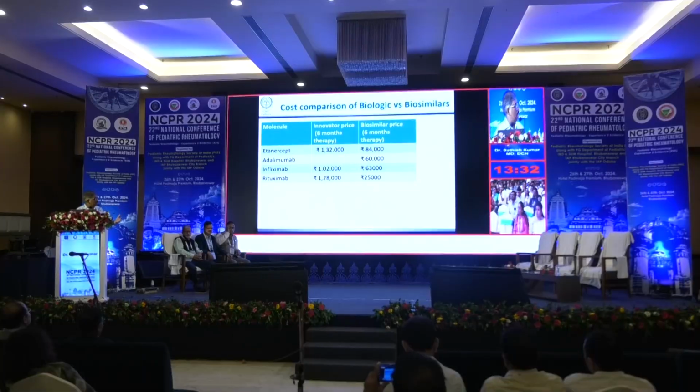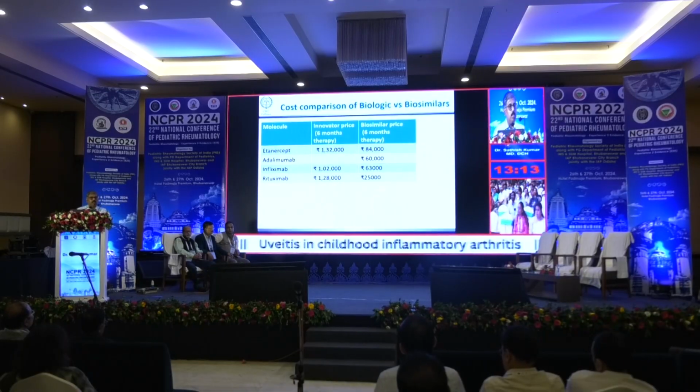How about the cost, which is very, very important when we talk about children with juvenile idiopathic arthritis? If you look at the cost of biosimilar and the innovator molecule, the biosimilar cost is almost 50 to 60% of it, whichever biosimilar we use. Remember we don't have the original, so we have only the biosimilars. So the cost is very much less compared to the innovator molecules.